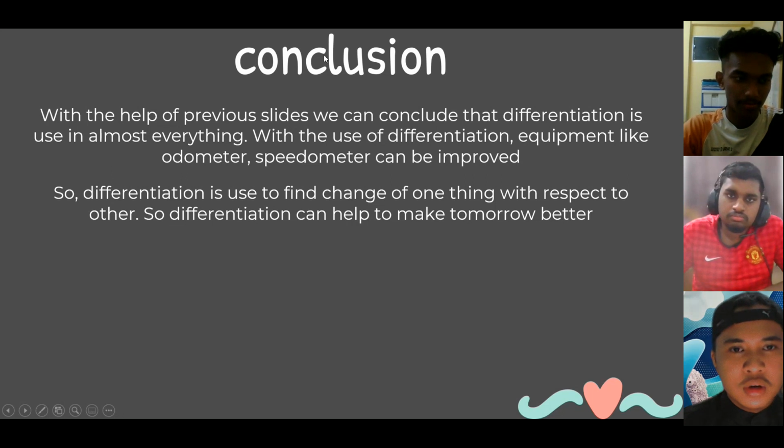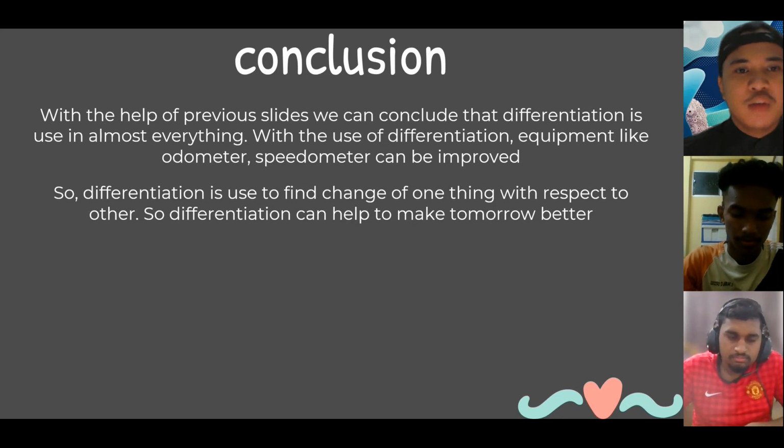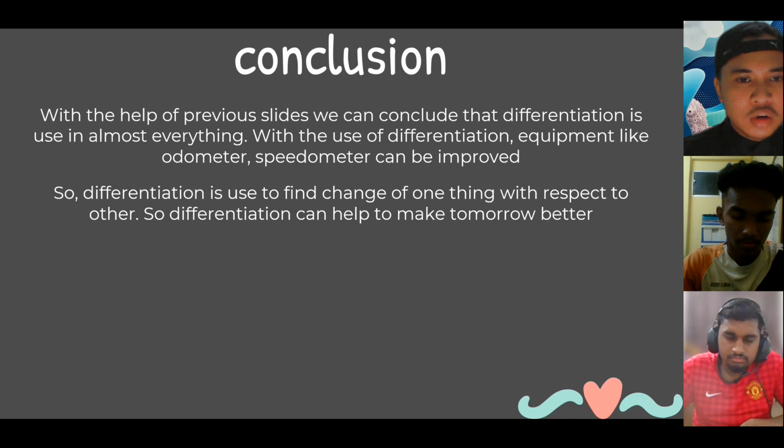Okay, now we move to the conclusion. With the help of previous slides, we can conclude that differentiation is used in almost everything. With the use of differentiation, equipment like the odometer and speedometer can be improved. So, differentiation is used to find the change of one thing with respect to another. So, differentiation can help to make tomorrow better.